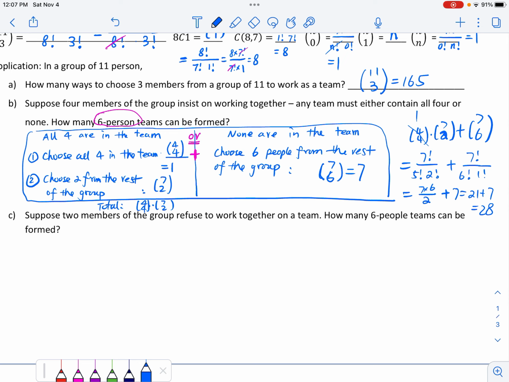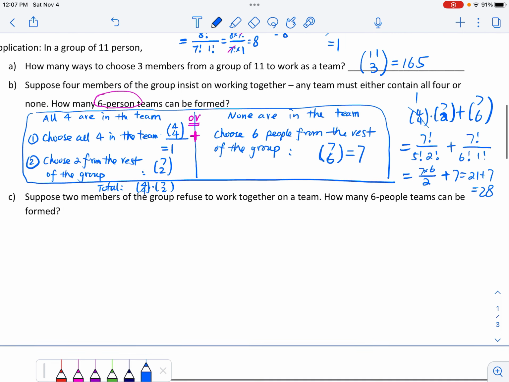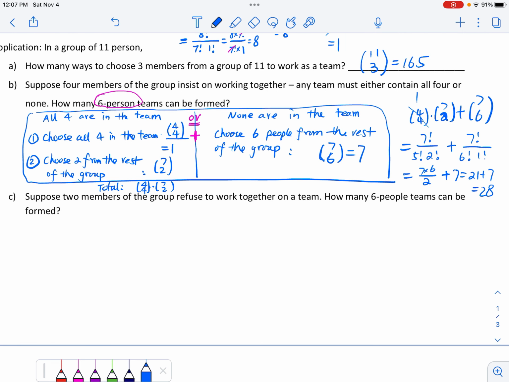Okay. Now, next scenario. Suppose 2 members of the group refuse to work together on a team. How many 6-person teams can be formed? Again, pause the video if needed. So suppose 2 members, let's make it generic. Say A and B, they refuse to work together.